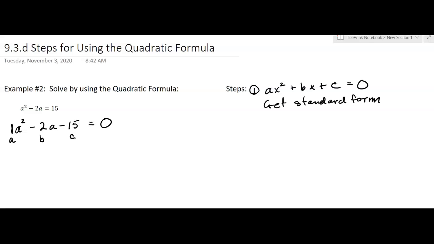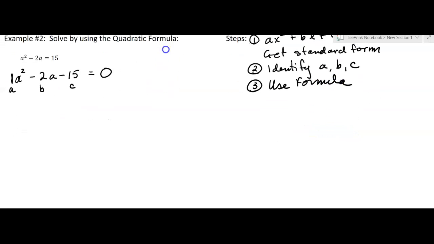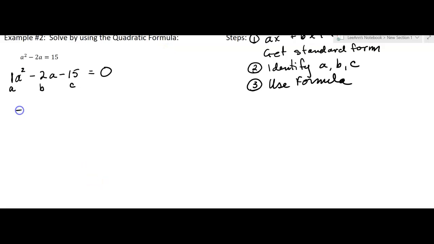Okay, so step 2, identify a, b, and c. Step 3, use the formula. Okay, if you always write the quadratic formula, you'll have it memorized. It's kind of long. There's a song that goes with it. Some of you might know that.